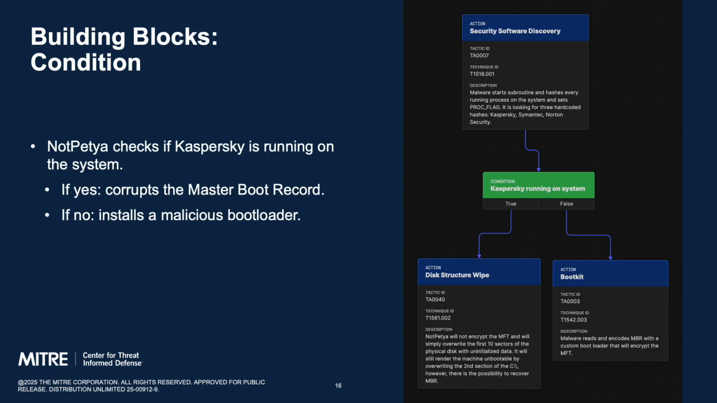The best way to understand the condition block is to look at an example. In the NotPetya flow, the malware checks if the Kaspersky antivirus is running on the system that has just infected. If it has, then it takes the true branch of this green condition block, and the malware corrupts the master boot record. If Kaspersky is not present on the system, then the condition takes the false branch and the malware installs a malicious bootloader for persistence.